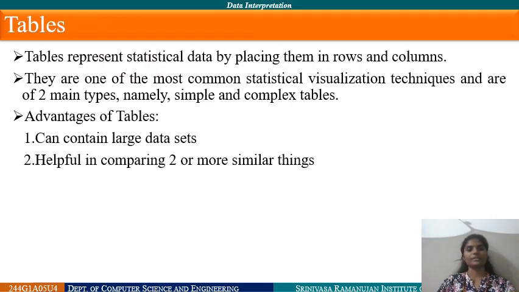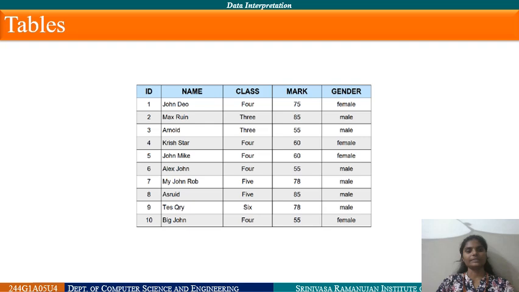What are tables? Tables represent statistical data by placing them in rows and columns. They are one of the most common statistical visualization techniques and are of two main types, namely simple and complex types. Advantages of tables: can contain large data sets, helpful in comparing two or more similar things. This is an example of data tables.